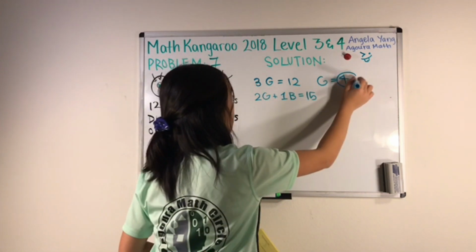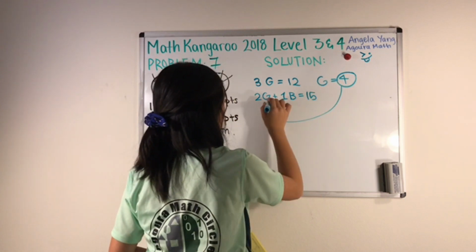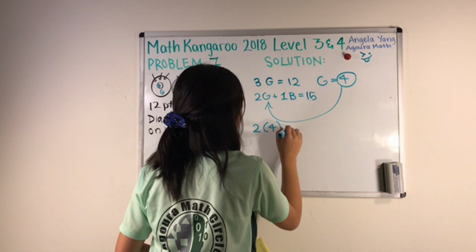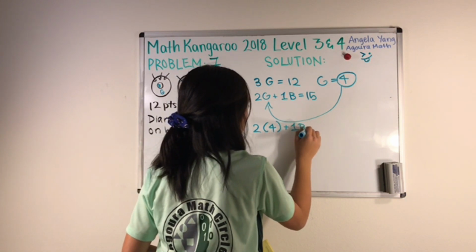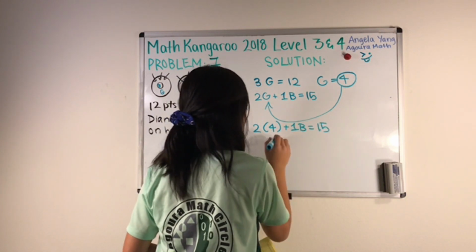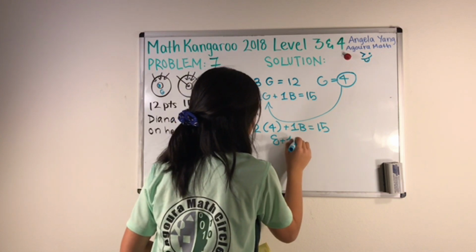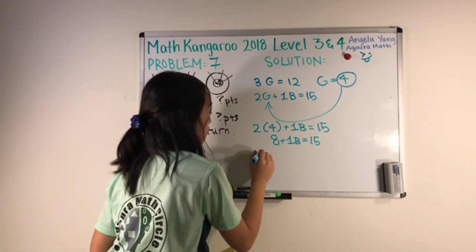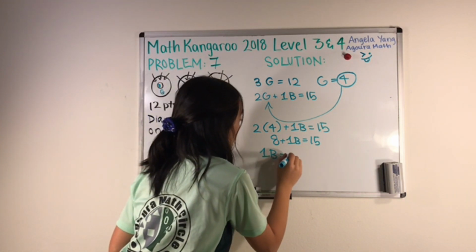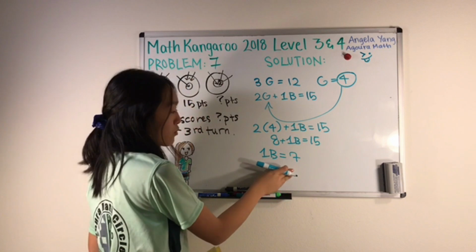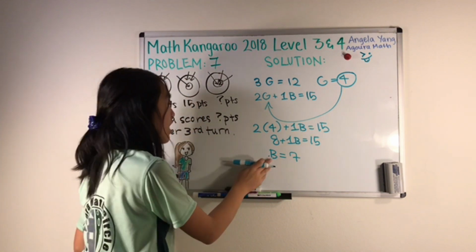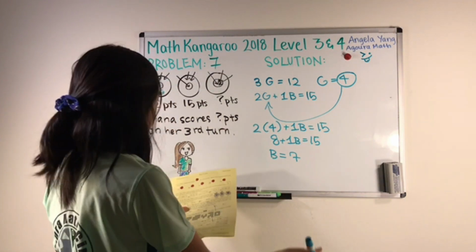Now that we know G is 4, we can substitute this into this equation. So we have 2 times 4 plus 1B equals 15. That makes 8 plus 1B equals 15. And we subtract 8 from both sides and we get 1B equals 7. That means you get 7 points because 1B is the same thing as B. So you get 7 points for every arrow you land in the blue area.